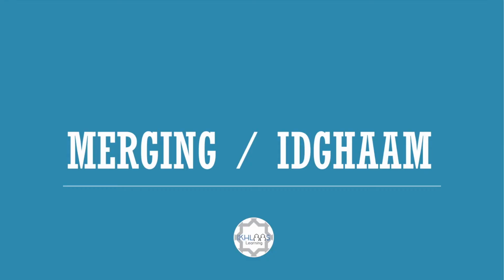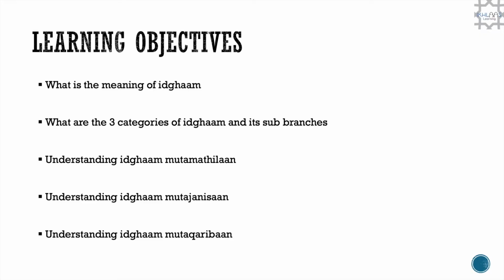Assalamu alaikum. In this lesson, we will be looking at the topic of Idghaam, merging. Our learning objectives are to understand the meaning of Idghaam, to understand the three categories of Idghaam and its sub-branches, to understand Idghaam Mutamathilaan, to understand Idghaam Mutajanisaan, and to understand Idghaam Mutaqaribaan.